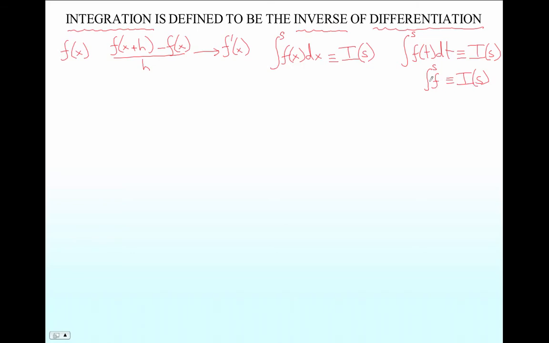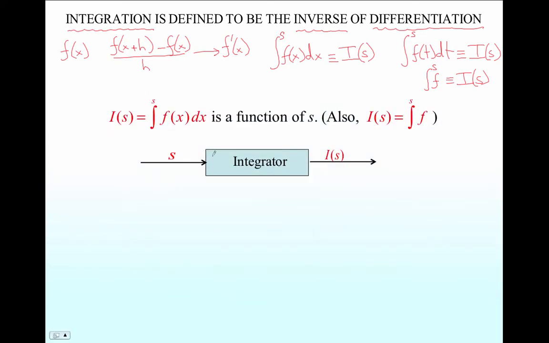Now, let's draw a little picture of what goes on. So, we have a number s that's fed into this integrating machine or integrator, which gives out a number I that depends upon s. So I stands for integral, as I said earlier.